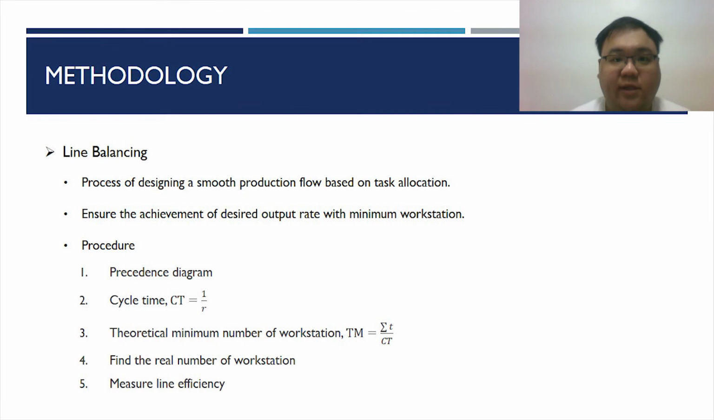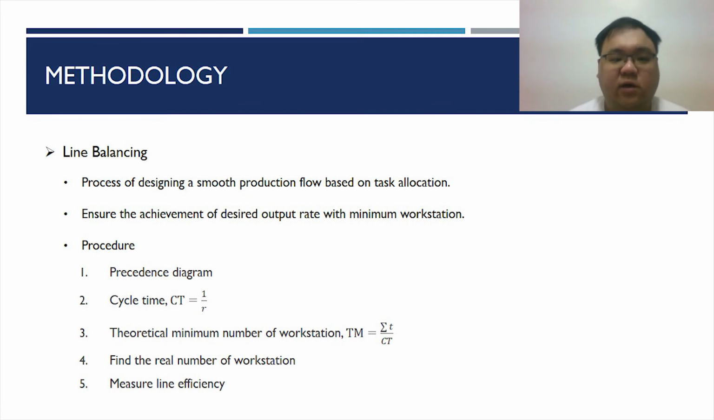So there are two methods that we are using for this project, which are line balancing and material requirement planning. Line balancing is the process of designing a smooth production flow based on task allocation. It is to ensure the achievement of the desired output rate with the minimum number of workstations.